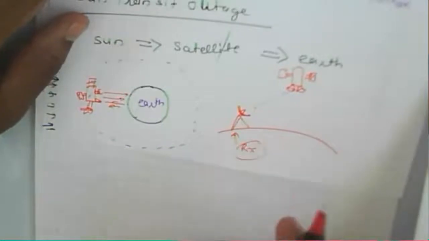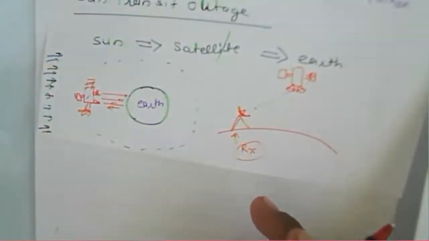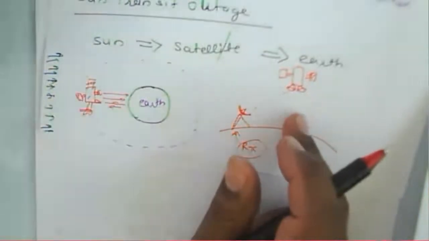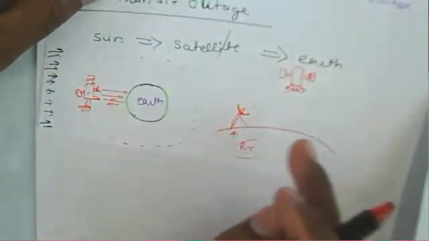So in that case, we need to see the receiver signal, and we need to use the receiver amplifier properly at that particular period of time, so that the signal will be received correctly. Okay, that is about sun outage time.